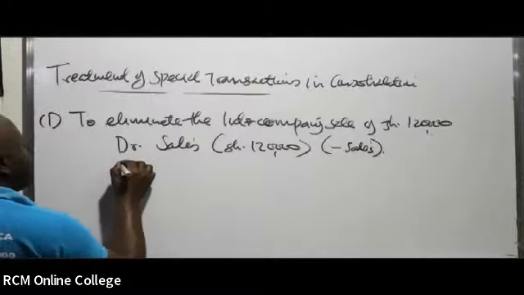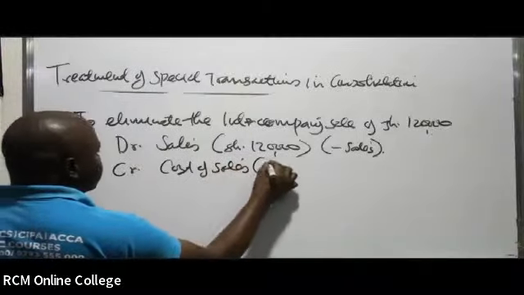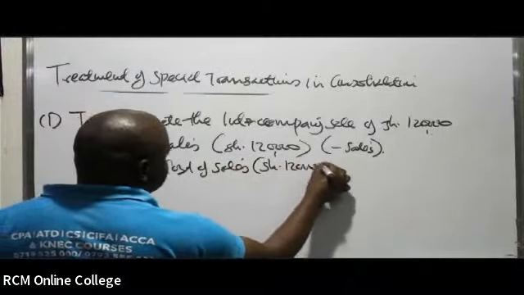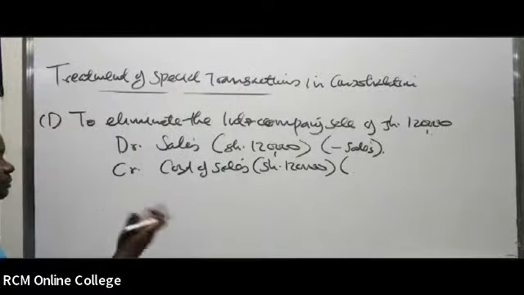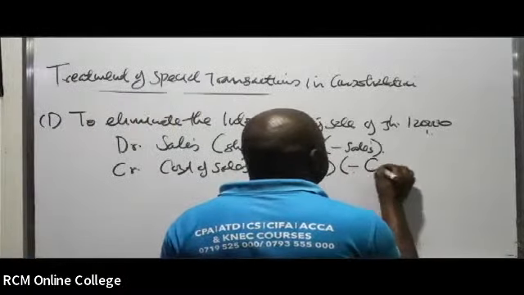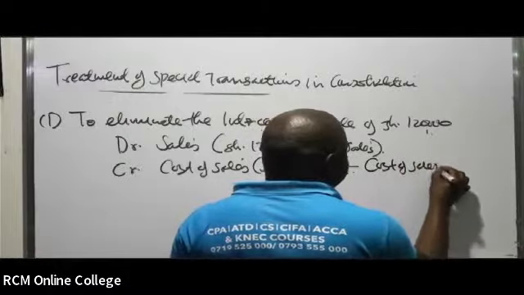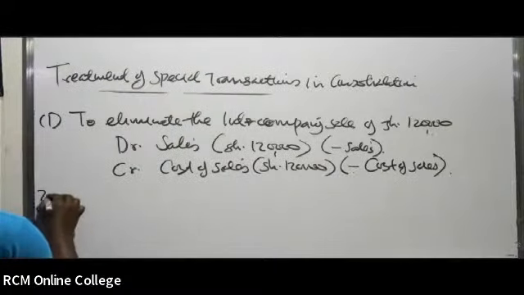Then you credit the cost of sales with shillings 120,000. Because the cost of sales is an expense account, when you credit an expense account, you are deducting that expense. So you will be deducting from the cost of sales. Then you write, number two, to eliminate the unrealized profit on the closing inventory.